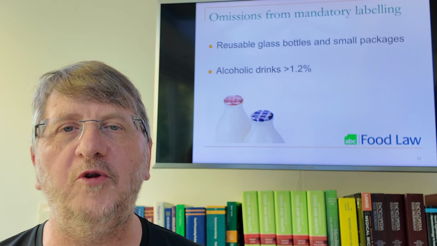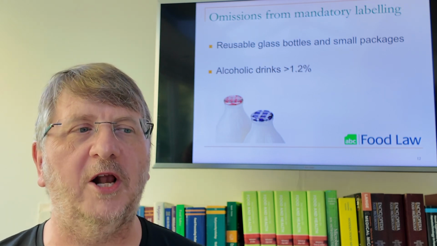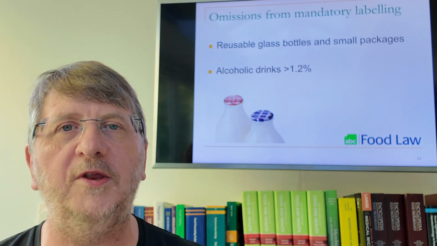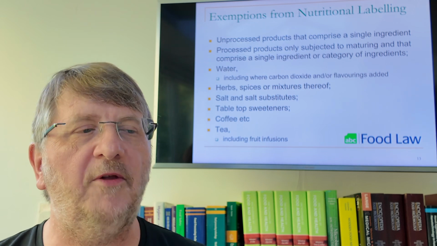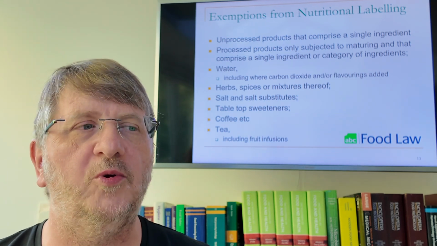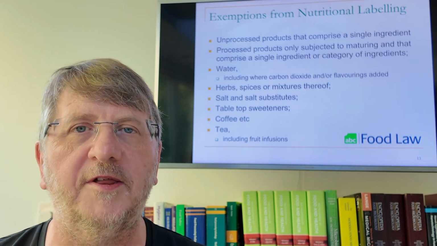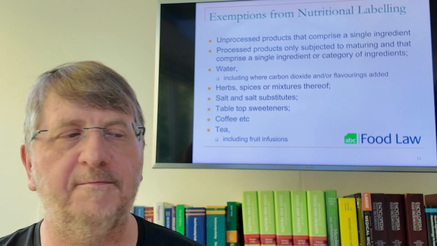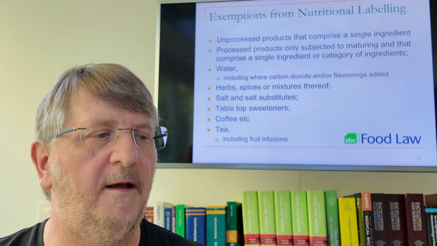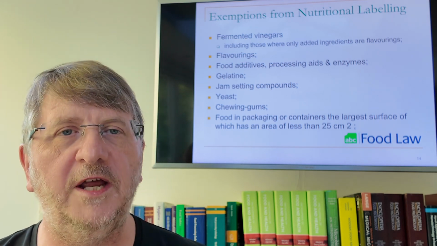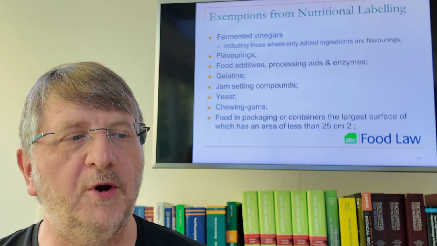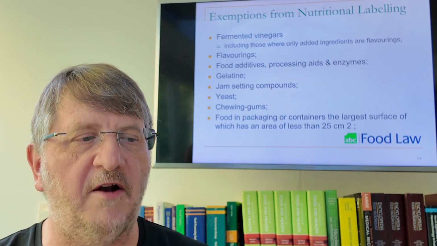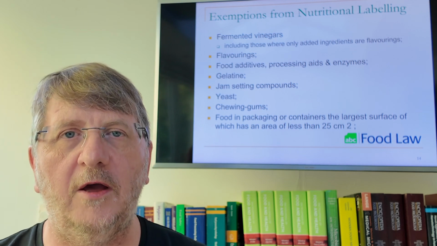So there are exemptions from nutritional information labelling. You don't have to include it if you're using reusable glass bottles or if you've got alcoholic drinks with more than 1.2% alcohol level. But there are a whole list of foods that are exempt from nutritional labelling, including unprocessed products that are only a single ingredient, or water, salt, herbs and spices, tabletop sweeteners, things like coffee and tea, fermented vinegars, things like chewing gums, but also food in packaging where the container, the largest surface area of which is less than 25 square centimetres.